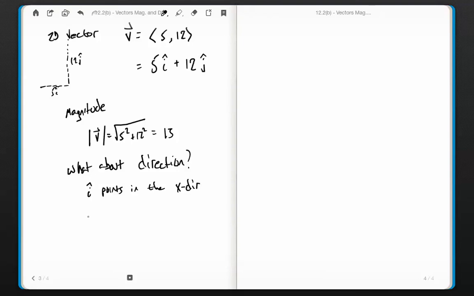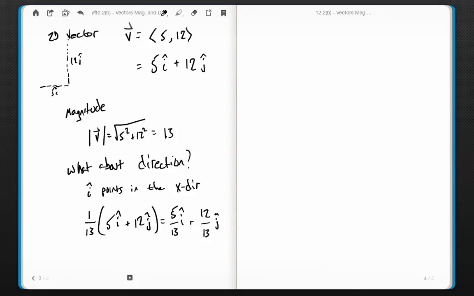So what if I took 1/13 of that? 1/13 of 5i plus 12j. What does that equal? Well, I can just scale this one, except instead of scaling it up, I'm scaling it down. That becomes 5/13 i plus 12/13 j.